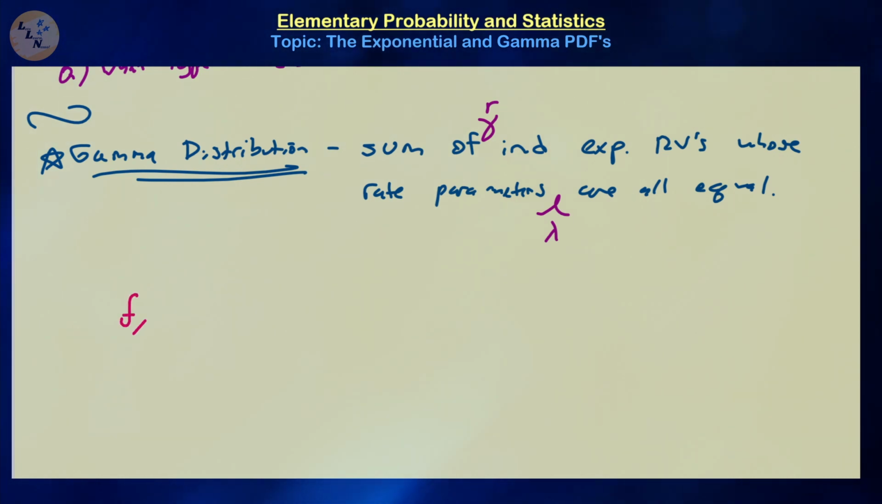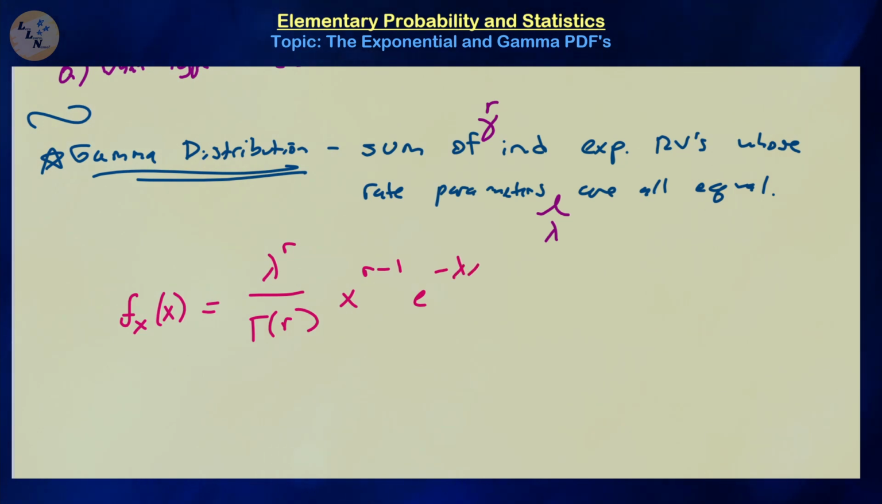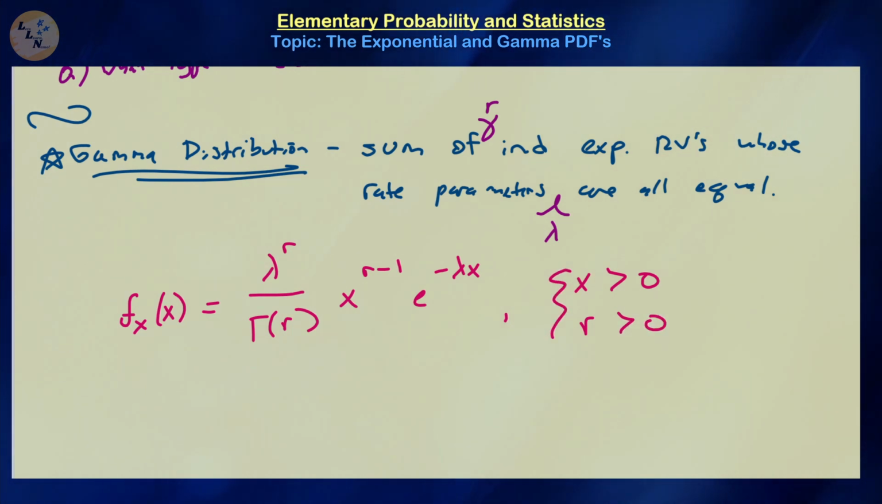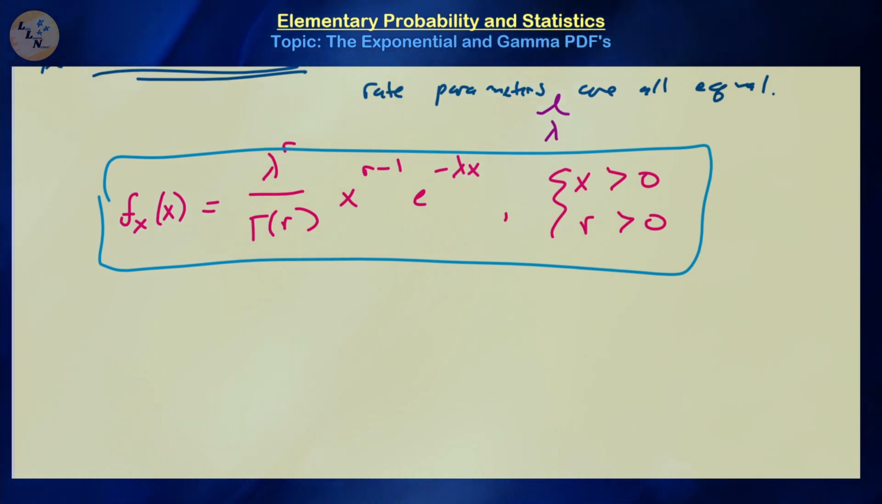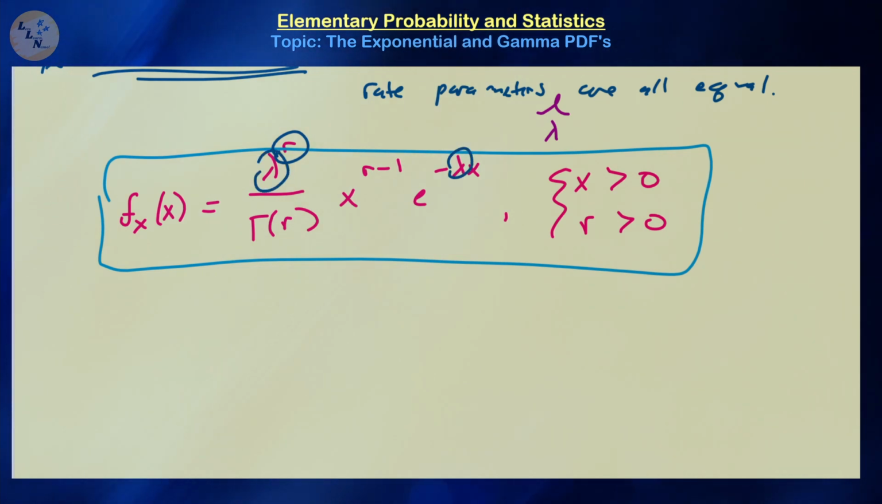That's going to be f_X(x) equal to lambda to the power of r, all over gamma of r, times x to the r minus 1, e to the minus lambda x. Here, x must be a positive number, and the number of exponential random variables also must be a positive number as well. So that is the gamma distribution in its principal form. Let's break down again what these elements mean. r is the number of exponential random variables we're dealing with, and lambda is the rate parameter associated to each of those random variables.